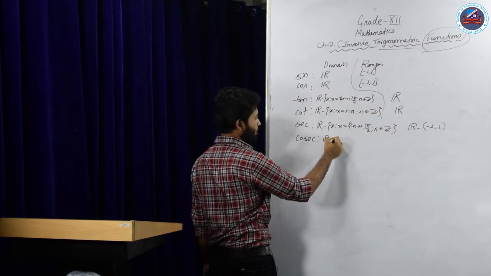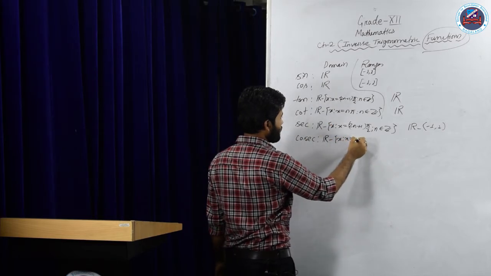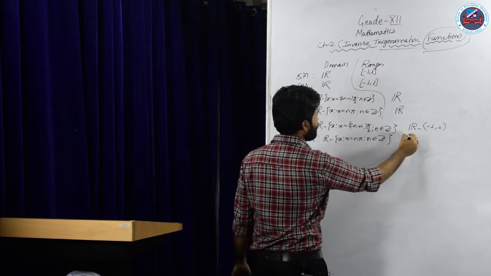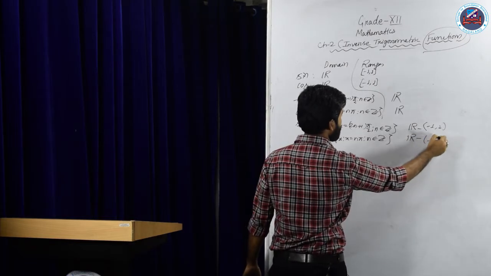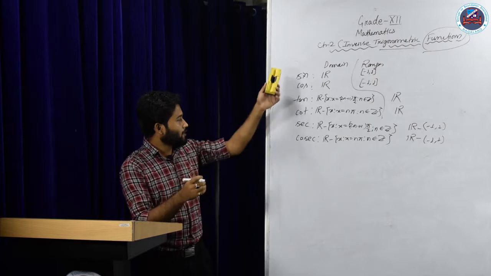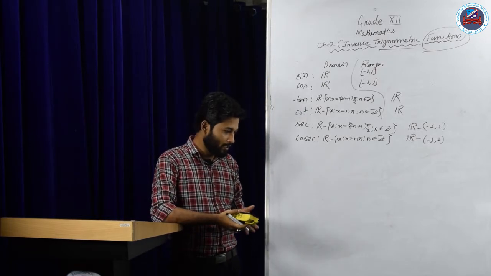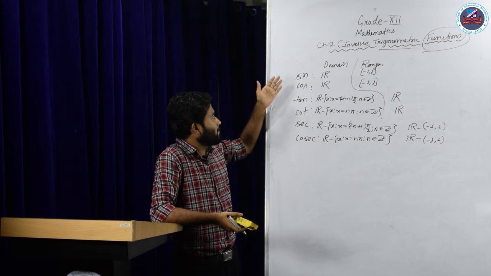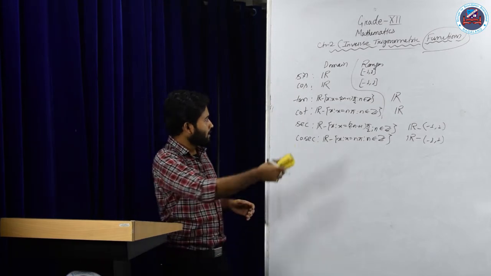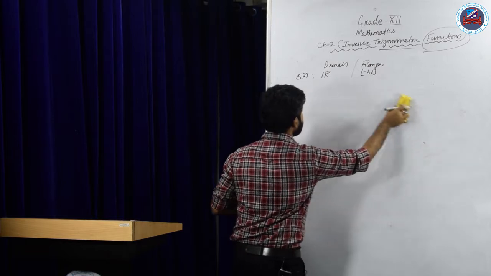And cosec, it is the same as the cot. It is R minus the set of x such that x is equal to nπ, n belongs to Z, and the range is R minus the open interval (-1, 1). Clear? So these are the functions that we have got in our class 11, and in today's case we want to see whether these functions are invertible or not. So for a particular case, let us take the case of sine. Let us see what happens with it.